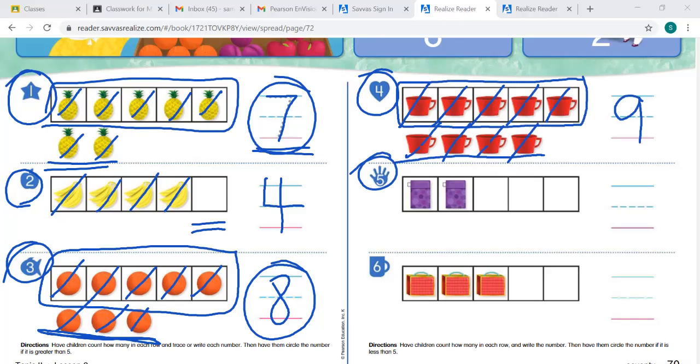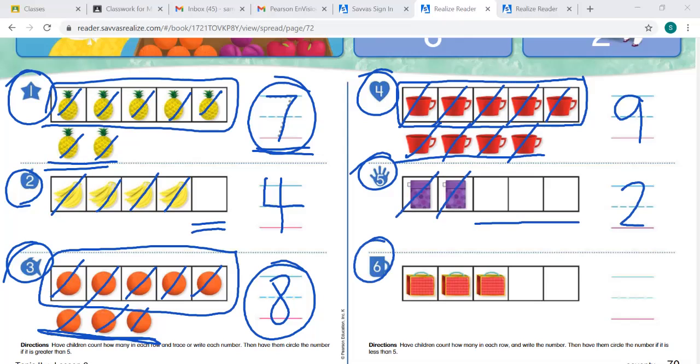We're on number 5. Let's count. 1, 2. So there's 2 thermos. Now, is 2 greater than 5 or less than 5? Less than 5. Let's write it first. Because look, there are 3 empty boxes in this 5 frame. It is not full. 2 is less than 5.